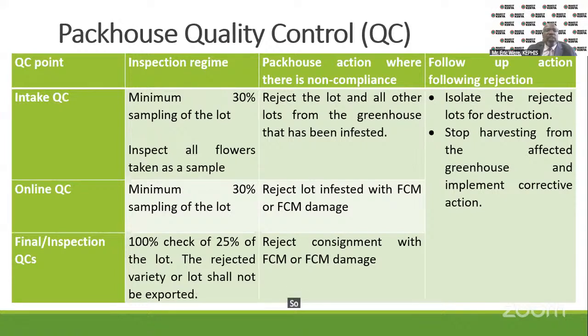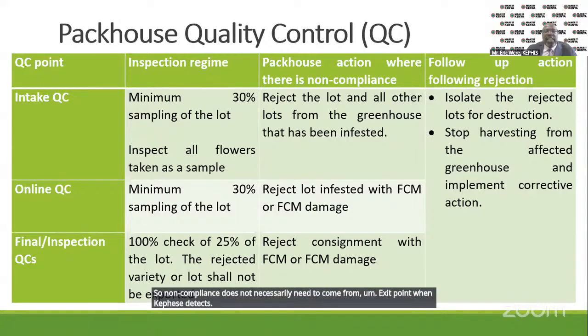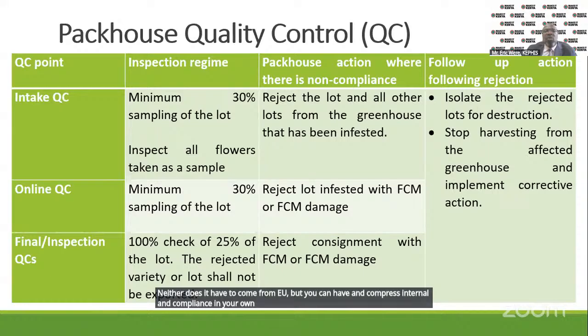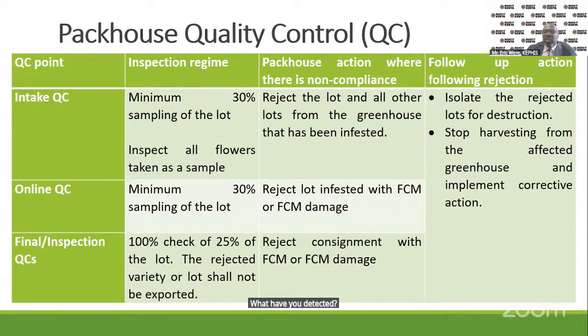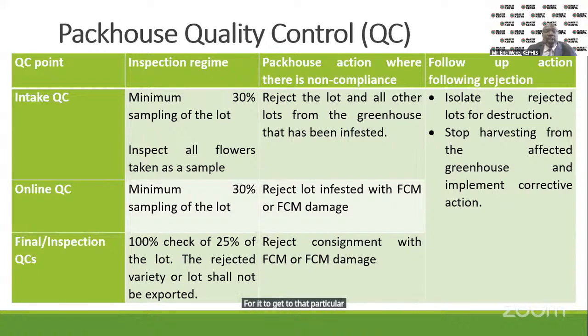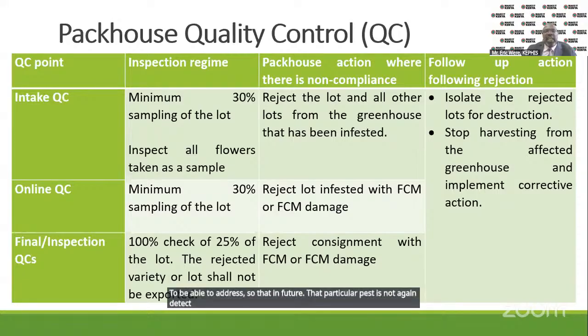So non-compliance does not necessarily need to come from the exit point when KEPHIS detects, neither does it have to come from the EU, but you can have internal non-compliance in your own farm. At the intake, what have you detected? If that has been detected, it means the other critical control points did not function well for it to get to that particular point. So you'll need to put measures in place as a follow-up to address it, so that in future, that particular pest is not again detected at the intake.